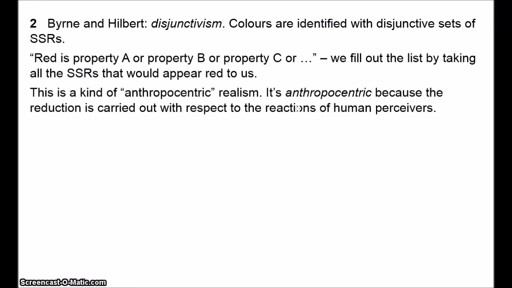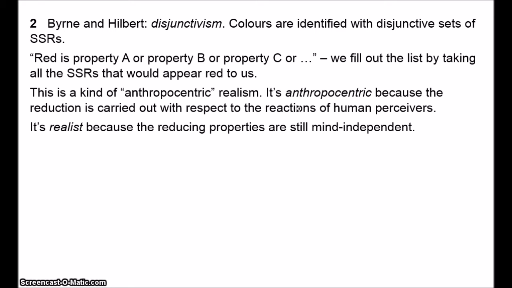Byrne and Hilbert call this anthropocentric realism. It's anthropocentric because the reduction is carried out with respect to the reactions of human perceivers. That's how we determine the sets of reflectances. Nevertheless, it's still a form of realism because the reducing properties are still mind-independent properties.